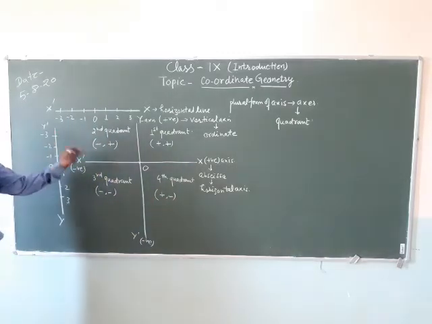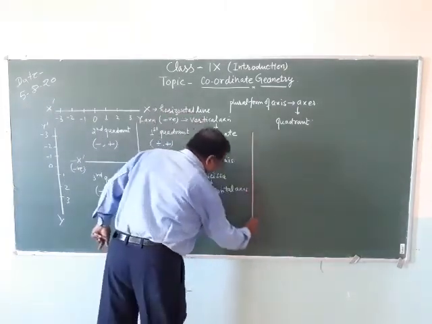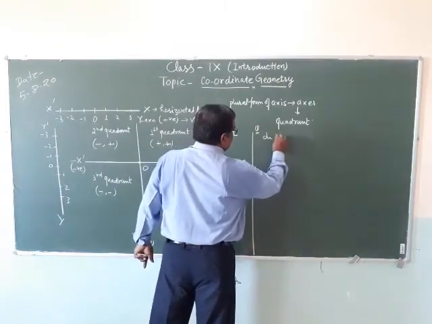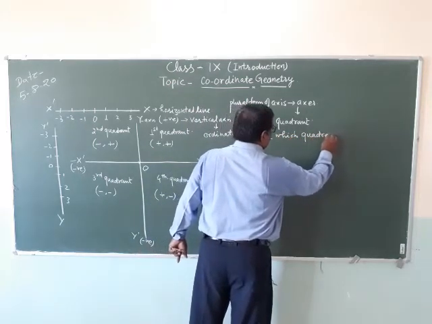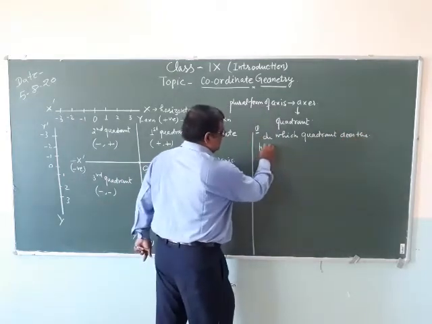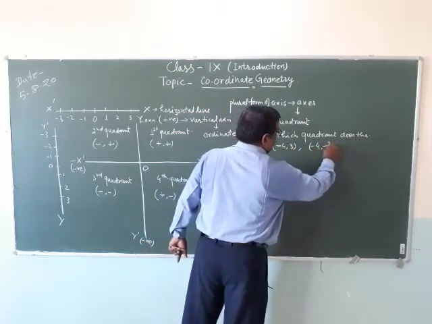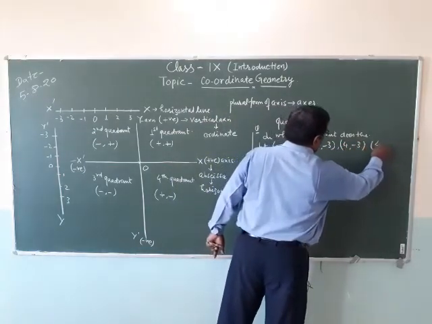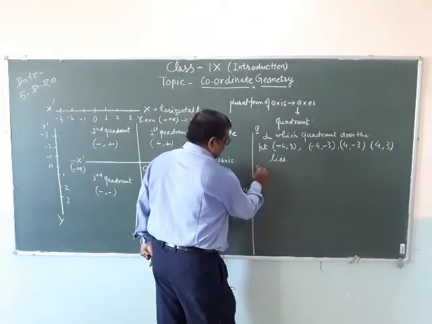Now on this basis some questions arise, that is, suppose in which quadrant does the point (-4, 3), (-4, -3), (4, -3) and (4, 3) lie. First of all we look at the solution.